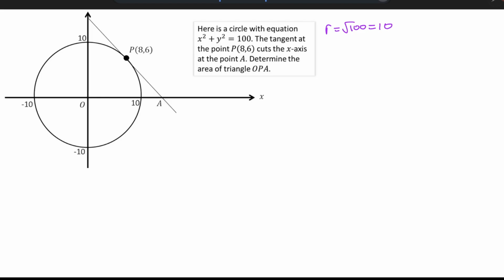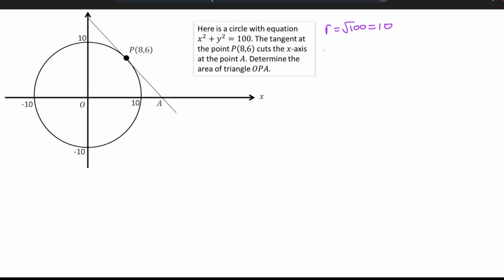At this point A, we know that there's going to be some x value, but the y value is going to be 0. So that might be important later. And then we're told to work out the area of OPA. So OPA, this is the triangle that we need to work out the area of.